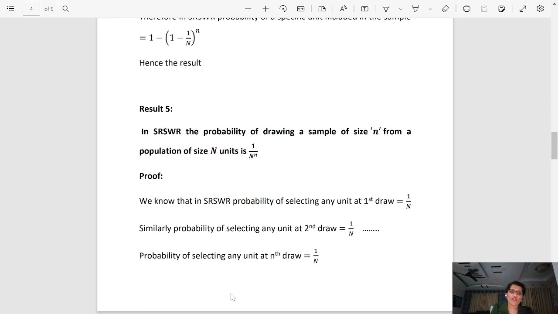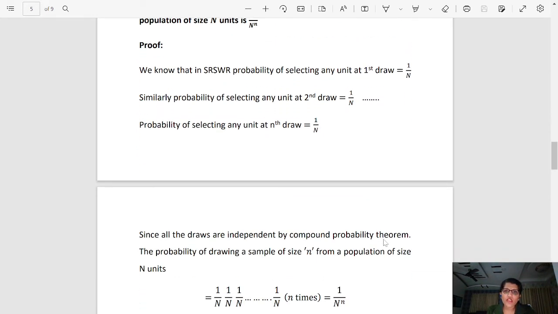The last result of this topic is for SRSWR, that is, simple random sampling with replacement. The probability of drawing a sample of size n from a population of size N units is 1 upon N raised to n. So, the proof of this result is: we know that in SRSWR, the probability of selecting any unit at the first draw is 1 upon N. Similarly, the probability of selecting any unit at the second draw is 1 upon N, and the probability of selecting any unit at the nth draw is 1 upon capital N.